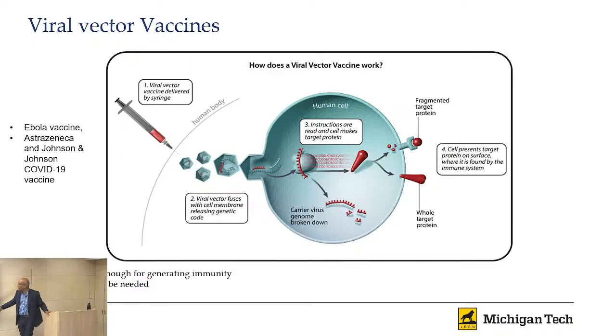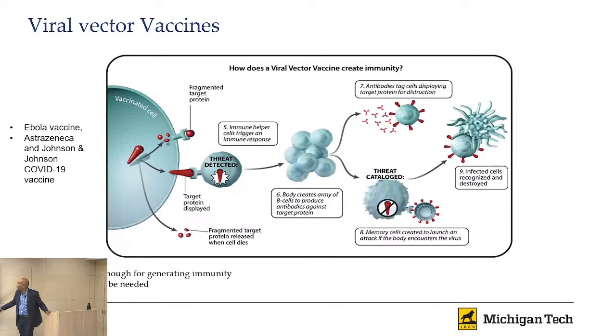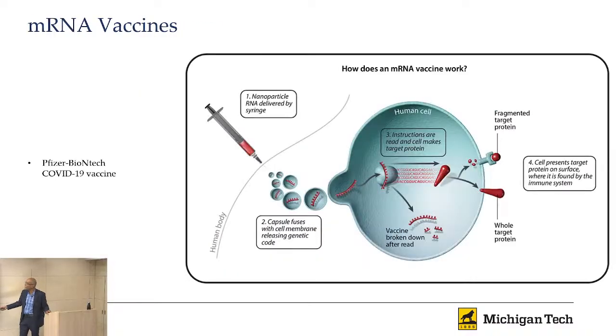Again, the viral vector vaccine, same thing. Just to show it can produce both B cell response once it's presented, as well as T cell response. What about the mRNA vaccine? How does the mRNA vaccine work? So mRNA is tagged with nanoparticles, okay? And then we inject. So mRNA is easier to deliver.